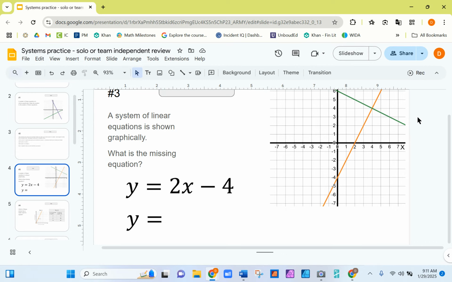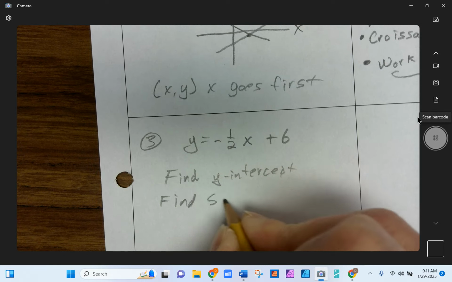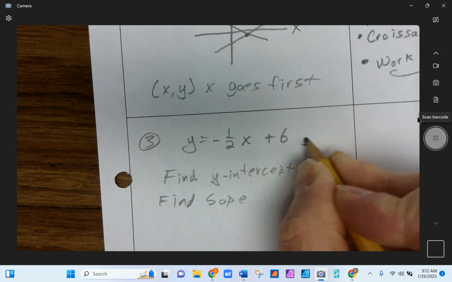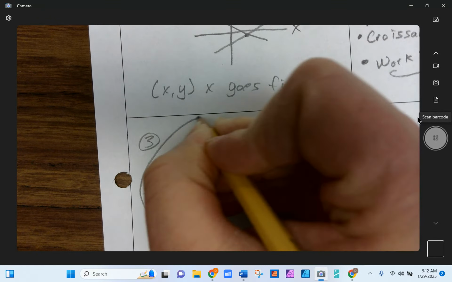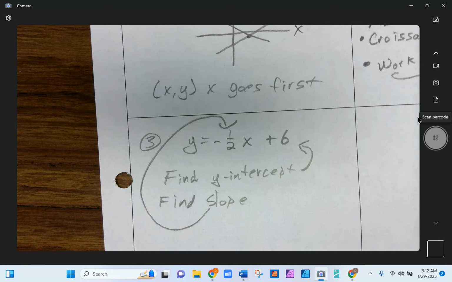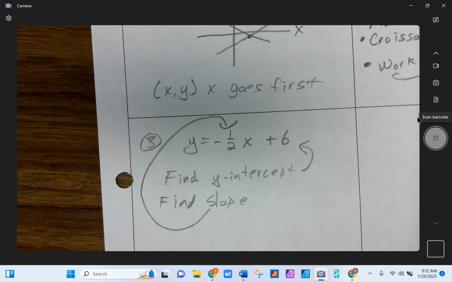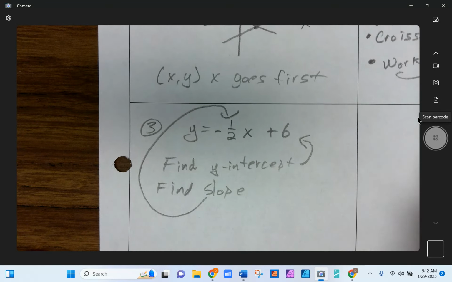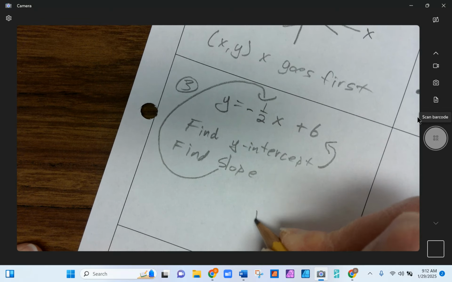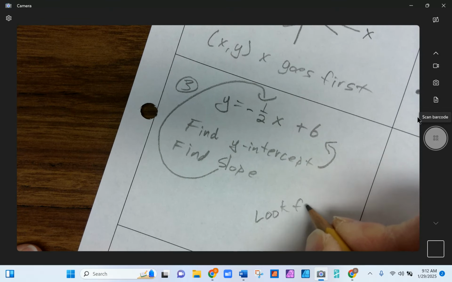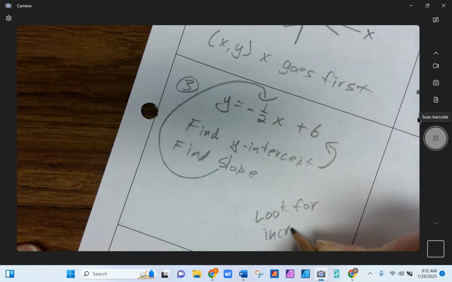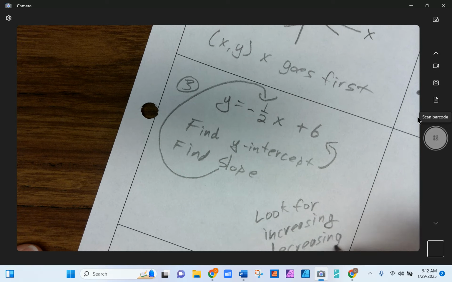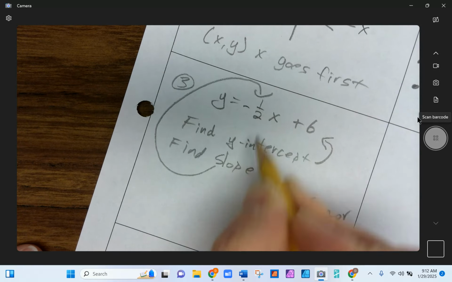Find, oops, go back there. Find your slope. And there it is, that says slope, okay? A hint would be to look for increasing and decreasing. Right, increasing is positive, decreasing is negative. That's your slope right there, right? So that's that number right there.